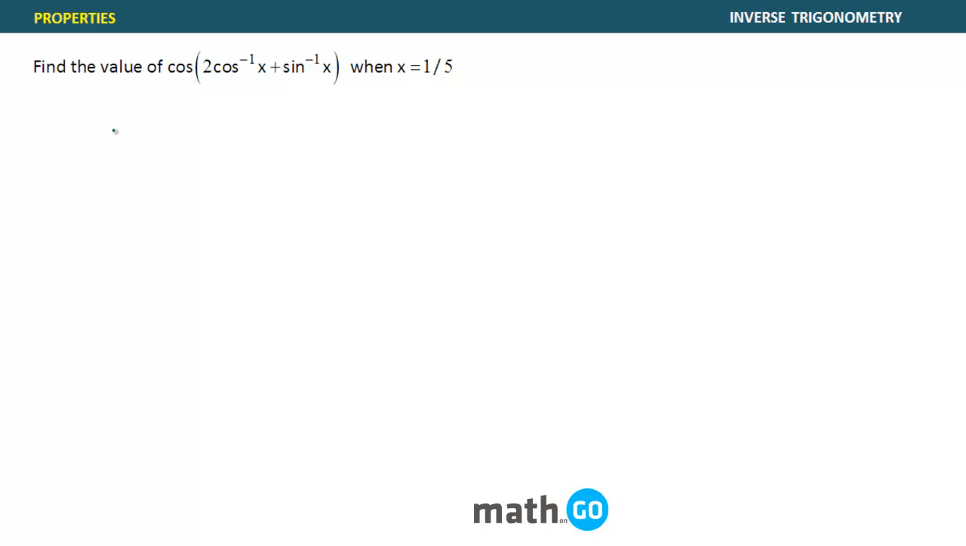So now let's take this question. It says that cos of, now inside is 2 cos inverse x plus sine inverse x, and we need to find the value when x is equal to 1 by 5.